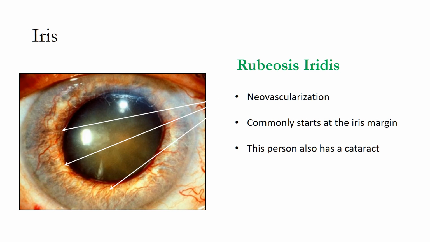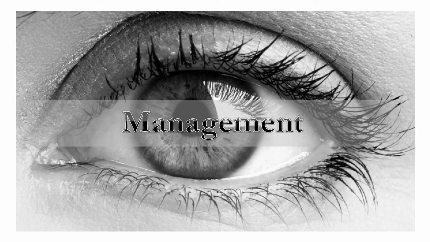This image shows the neovascularization that typically starts at the iris margin. Rubeosis iridis, if left untreated, can progress and cause vision loss referred to as neovascular glaucoma. Management of diabetes-related retinopathy.